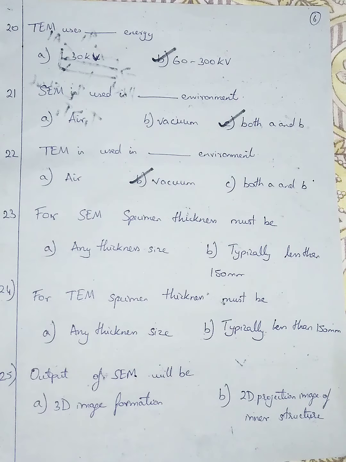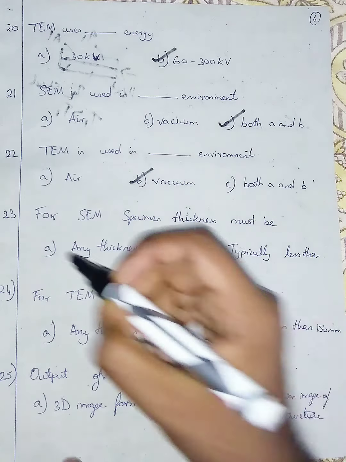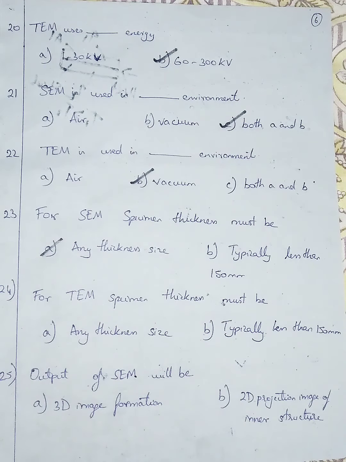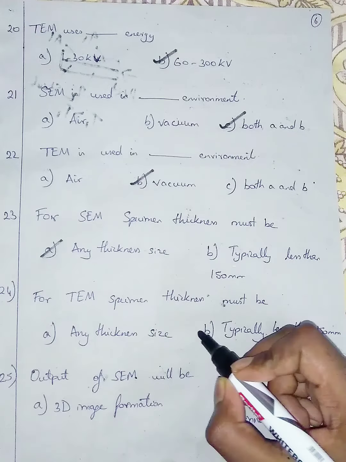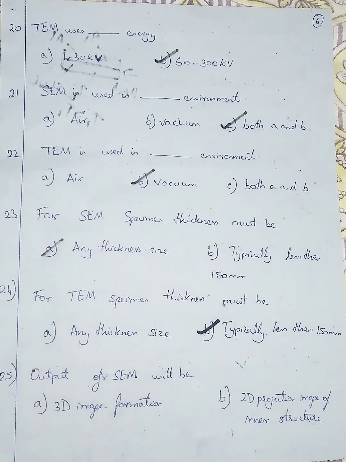Question number 23. For scanning electron microscope, specimen thickness must be of any thickness size, or typically less than 150 nm. For SEM, the specimen can be of any size, so I am going with option A. For TEM, specimen thickness must be typically less than 150 nm, so I am going with option B.